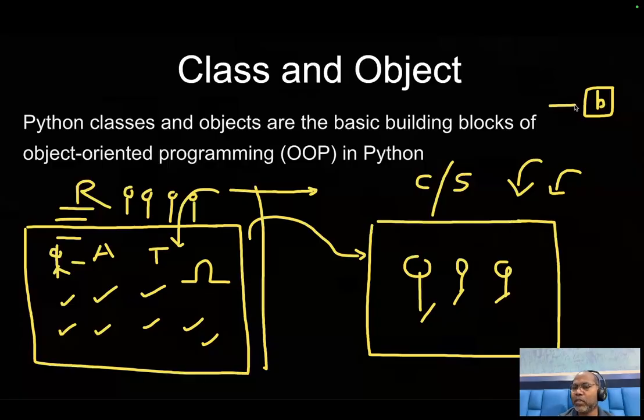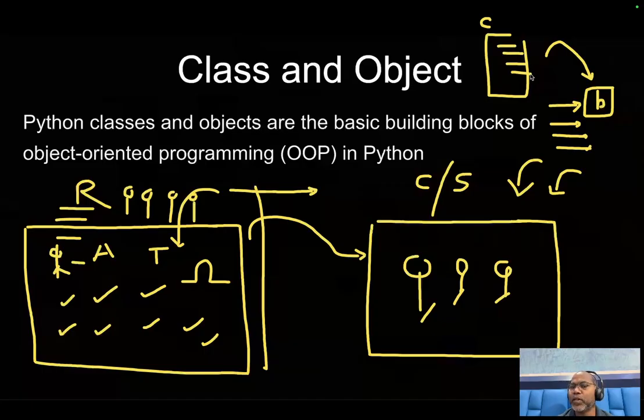Is this object a human being, or an animal, or a bird, or a thing? Because things have different attributes, birds have different attributes, animals have different attributes. So first we have to define the type or kind of object we are going to use to solve the problem. So first we have to define the behavior or structure of an object. This is known as a class.